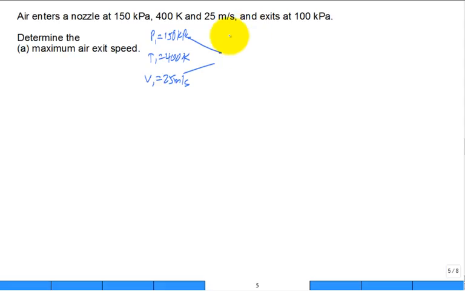Do they tell me the exit temperature? No. Do they tell me the exit speed? No. But what do they ask? Determine the maximum exit airspeed. So you do a little control volume around the nozzle. You have inlet state 1, outlet state 2, and you do the first law.